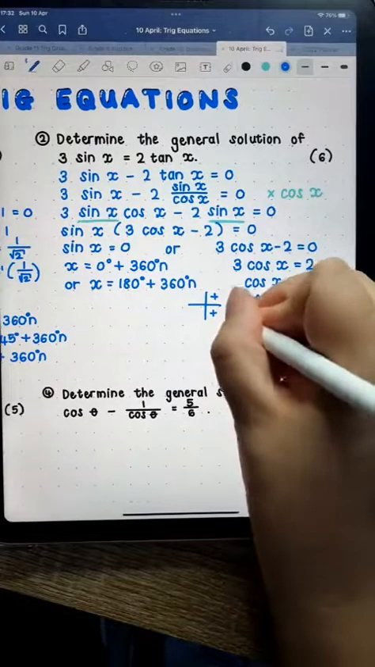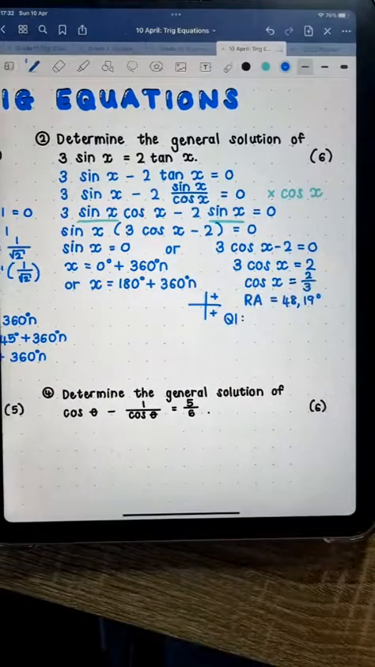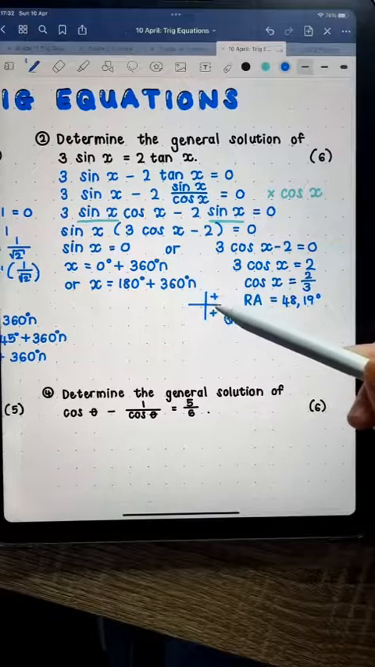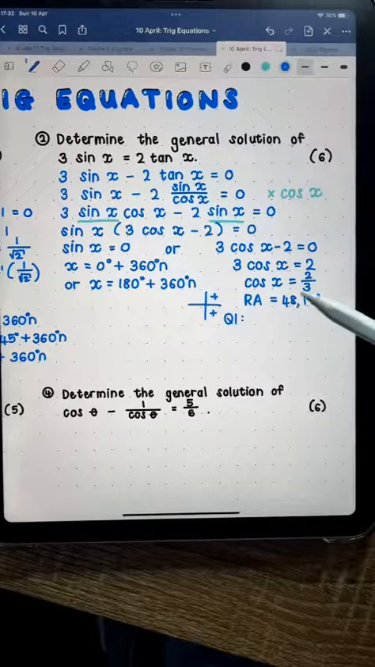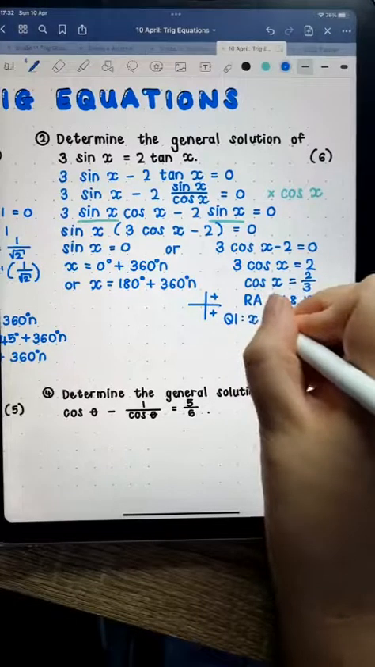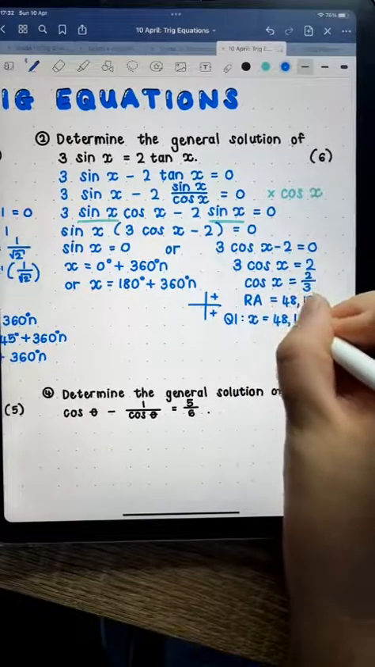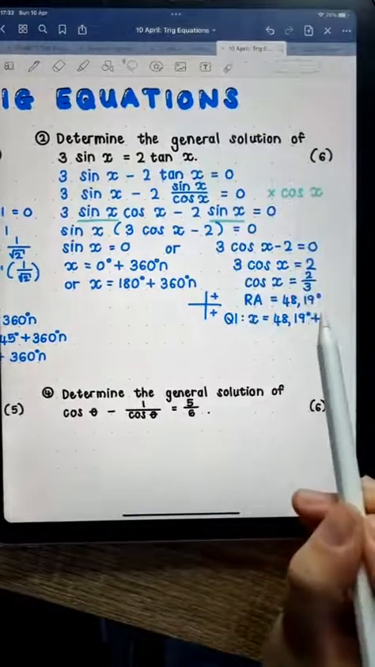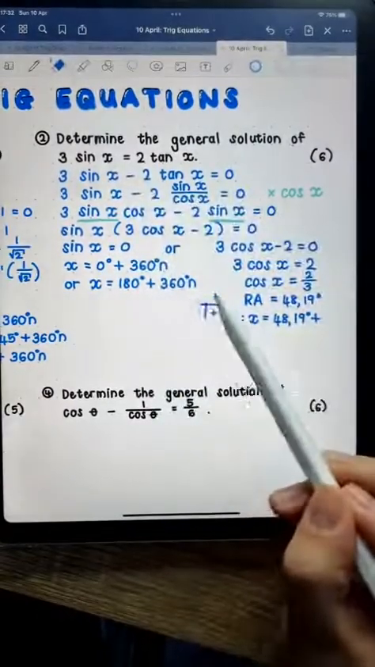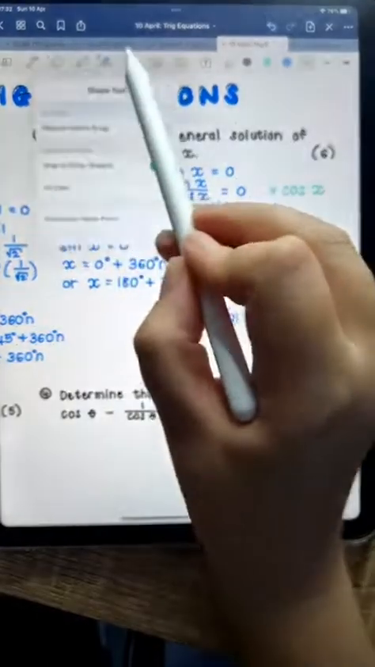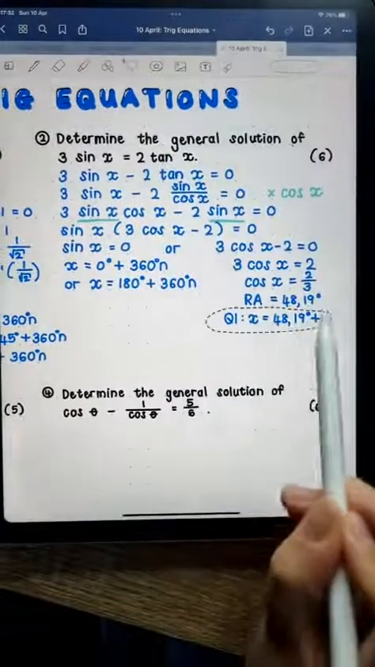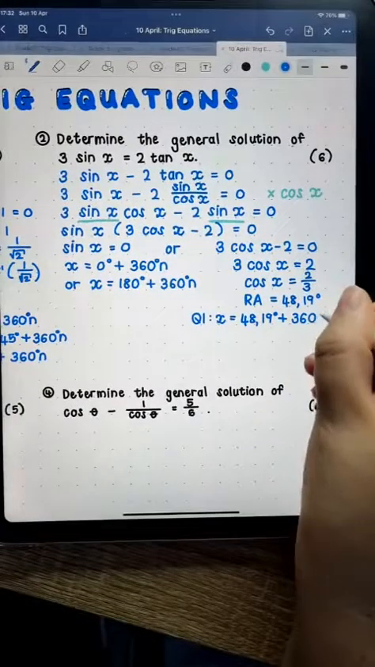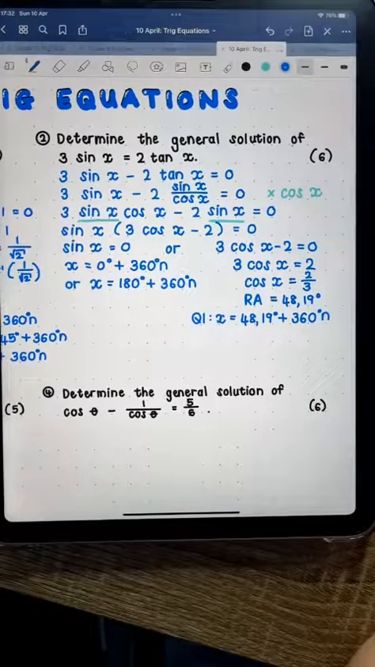Now I'm going to do a quadrant 1 solution, which we've already discussed in the other example: in the first quadrant, you just have any angle between 0 and 90, acute angles. So we're going to use the reference angle in our first quadrant. So x is 48.19 degrees plus 360n. I'm running out of space, so let me just move this up a bit and take away this diagram. That is the first quadrant solution.